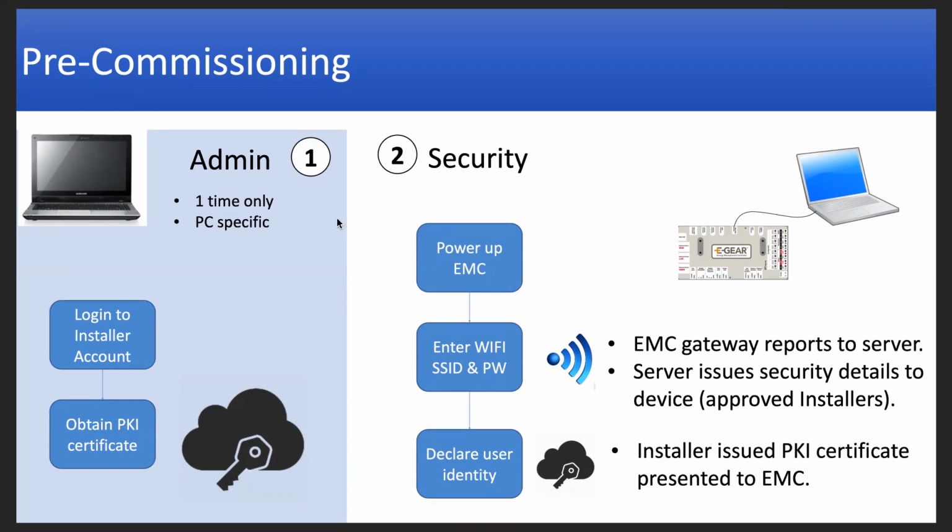Okay, again, pre-commissioning steps. First of all, there are some administrative steps that are one-time only, and that's to log into the installer account and obtain that PKI certificate for your field laptop. Once that's done and you're ready to turn on and commission the controller, you'd power on the system. The Evolve hub would be powered on, and that applies power to the energy management controller itself.